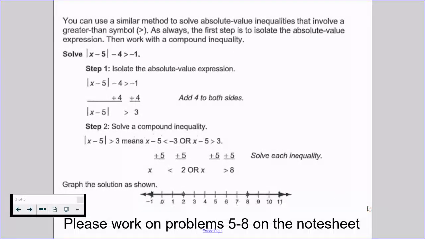Awesome, folks. Great job. With this in mind, please work on problems 5 through 8 on the note sheet. We do have 2 more examples to go through that are not on your guided notes, so you will have to take some notes. Please work on problems 5 through 8 and then resume when you are ready to move on. All right, if you listen to my voice, that means that you have worked on problems 5 through 8 and you are ready to take some notes.